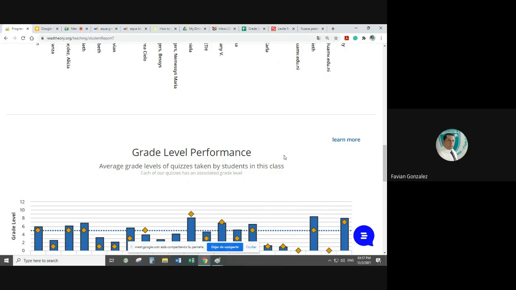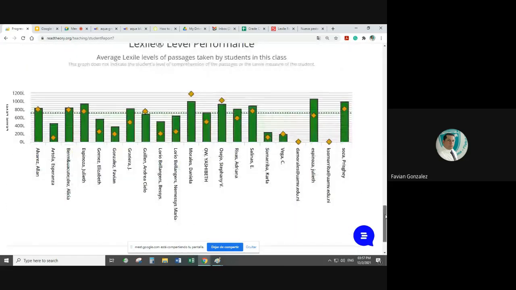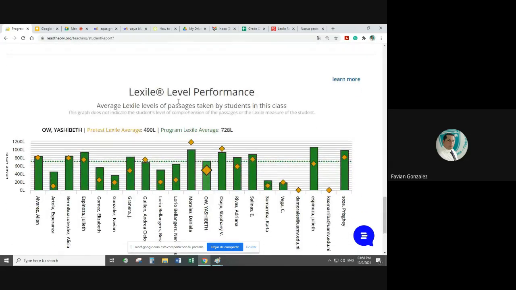Okay, so the first one is the Lexile level performance. When they take the placement test, the platform shows an orange diamond. The orange diamond represents the Lexile level they had at the moment of taking the placement test. And the green bar represents the progress or regression that they have actually shown in your course.